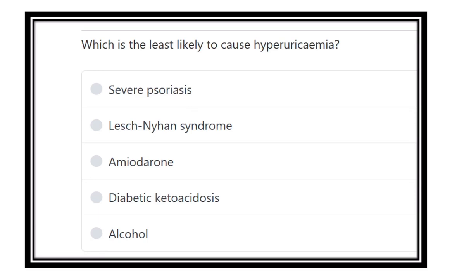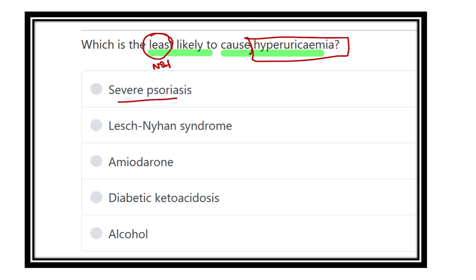Which is the least likely cause of hyperuricemia? Hyperuricemia means the increased uric acid level in the blood. Which is the least likely, that means which is not a cause of hyperuricemia? I have the options: severe psoriasis, Lesch-Nyhan syndrome, amiodarone, diabetic ketoacidosis, and alcohol.